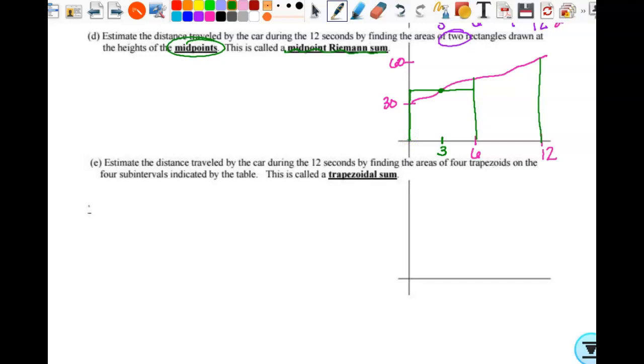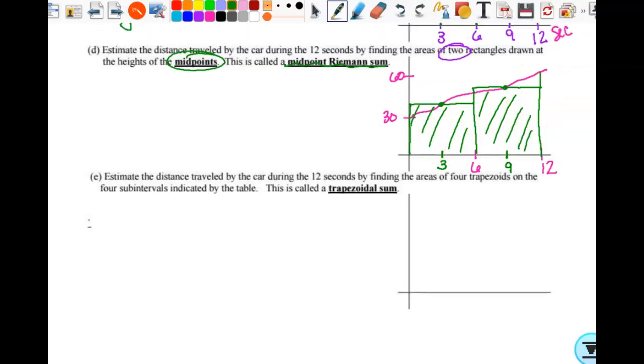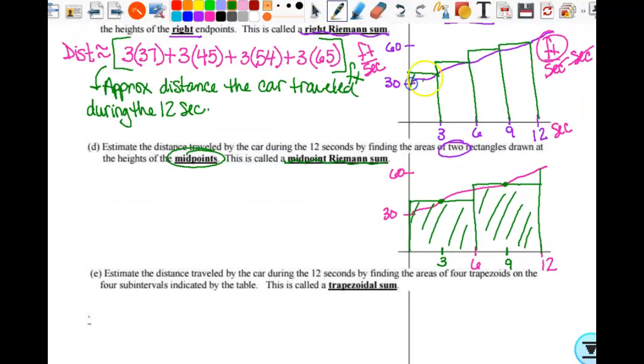So then the midpoint between 6 and 12 is right here at 9. So at 9, I go to my graph. Here's my point. And I get that. So these are my 2 rectangles. I don't think I shaded in the other ones, which is fine. You don't necessarily need to shade them. I just want to make sure you know what you're looking at here.